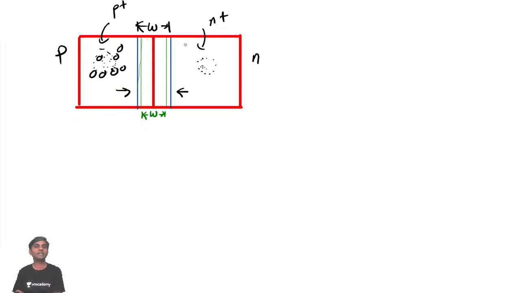Because the heavily doped charge carriers will try to push the depletion region from two ends. So because of that, the size of the depletion region will be small.